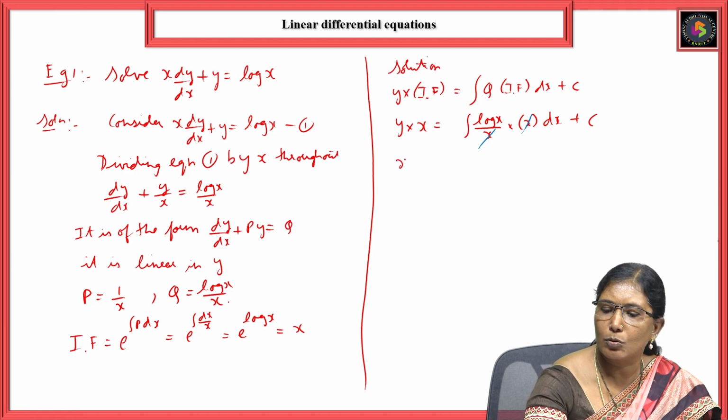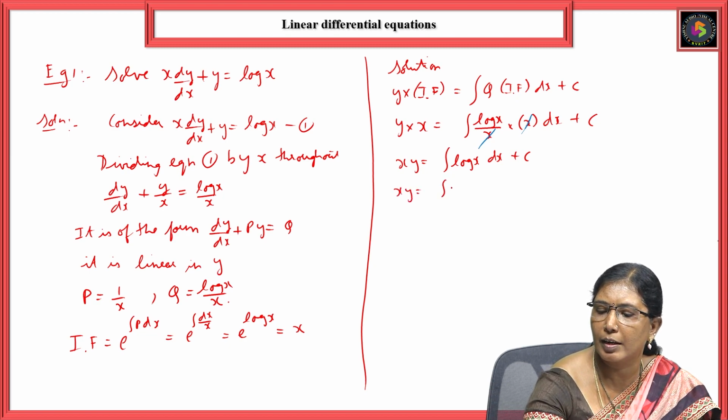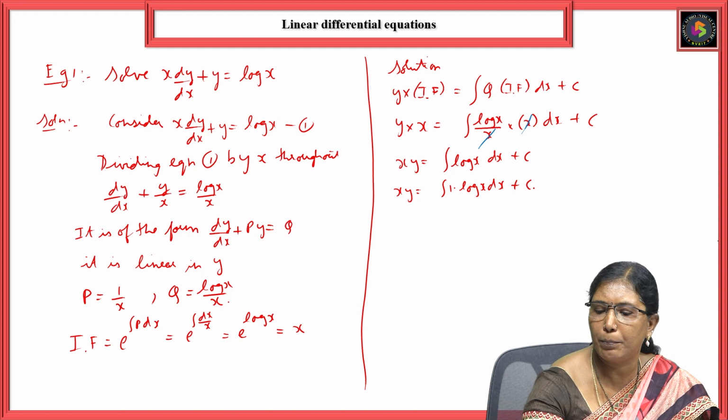So what do you get? xy is equal to integration log x dx plus c. So xy is equal to, how to integrate this? We can write it as 1 into log x dx plus c. So you can integrate it by parts using the integration uv rule.